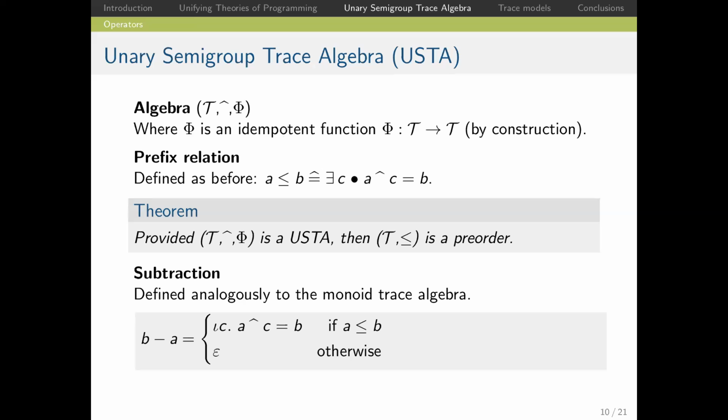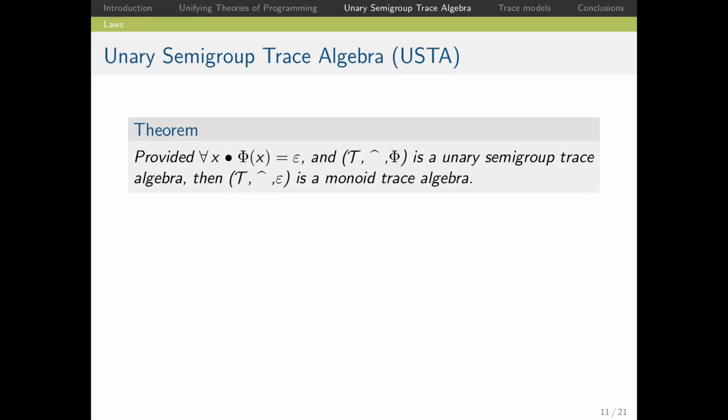Subtraction is defined analogously to the monoid trace algebra. I didn't show that earlier, but again, here it is. So we say that if A is a prefix of B, then if we subtract A from B, it's the C, so here's Russell's definite operator, such that A concatenated with C gives us B. And otherwise, it used to be epsilon, but here again, what we do is say it's phi of A in all other cases. Okay, so now what have we constructed?